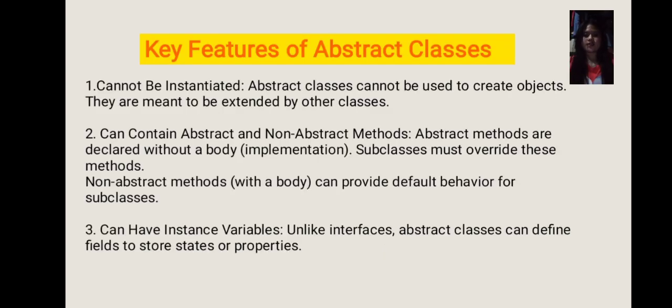Six key features of abstract. Number 1. Cannot be instantiated. Abstract class cannot be used to create objects. They are meant to be extended by other classes. In other words, can't be used directly. You can't create an object from an abstract class. It's like a blueprint that needs to be built upon by other classes.